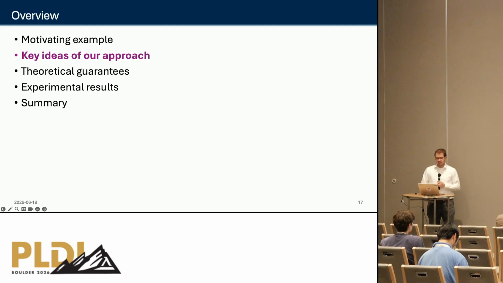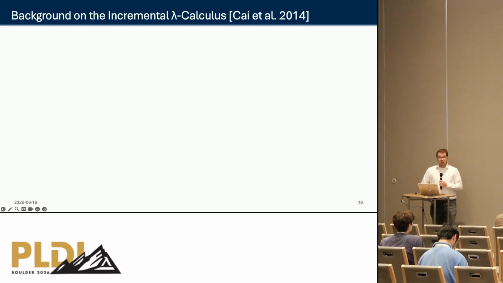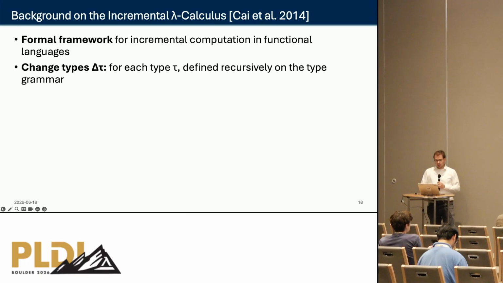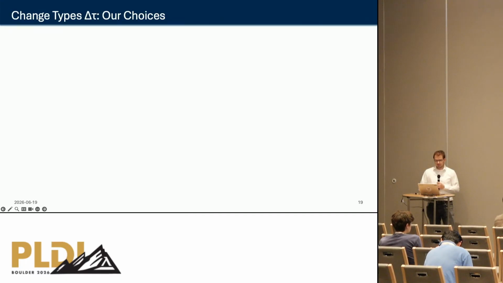So what are the key ideas? We're going to build our approach on ideas from the incremental lambda calculus. This calculus is a formal framework for incremental computation in functional languages. And a key idea is to make changes to values explicit in the language. Every type tau has an associated change type delta tau, which represents changes to values of type tau. And these change types are defined recursively on the type grammar.